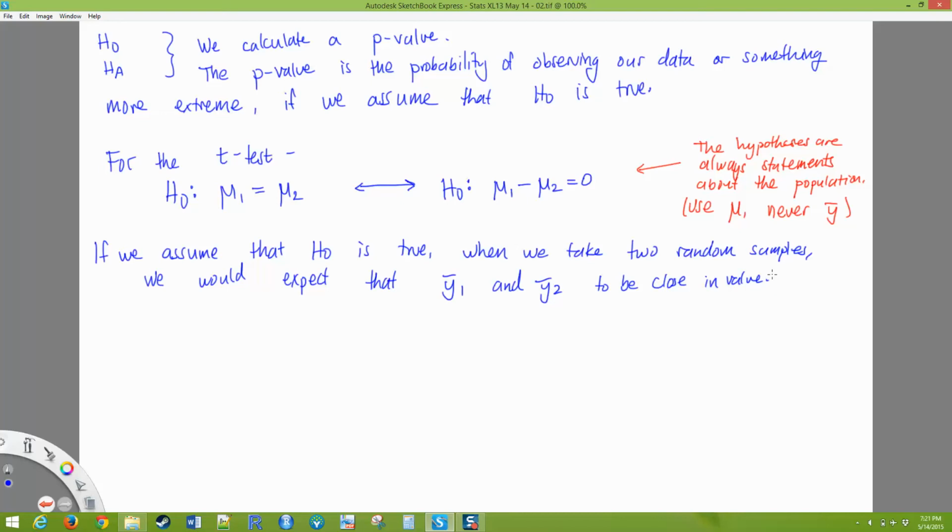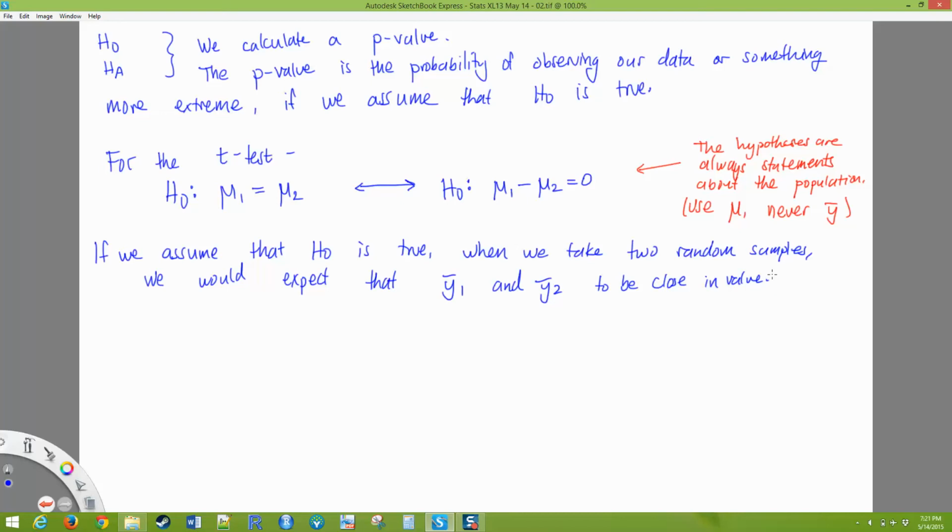So if I take a random sample of men and we measured their IQ scores, and we took a random sample of women and we measured their IQ scores, we would expect the average of the men's IQ in our sample to be very close to the average of the women's IQ. So maybe our sample of men produce an average IQ of 99 points.